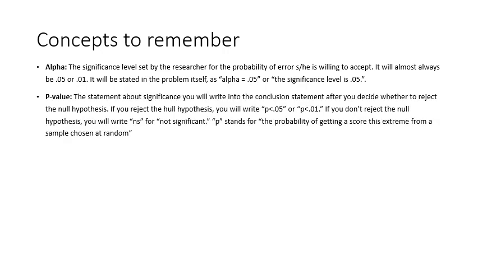The p-value is the statement about significance that you'll write in the conclusion statement after you decide whether to reject the null hypothesis. So you're just going to be writing either p is less than 0.05 or p is less than 0.01 if you reject the null hypothesis. If you don't reject the null, you'll write NS for not significant. And p itself stands for the probability of getting a score this extreme from a sample chosen at random.